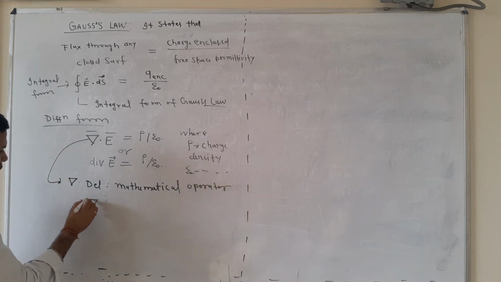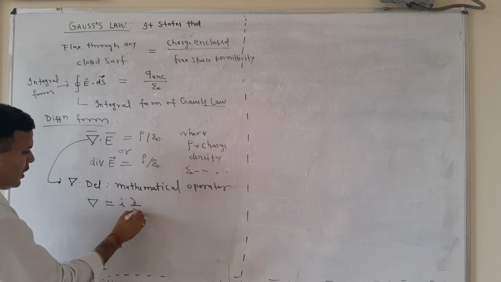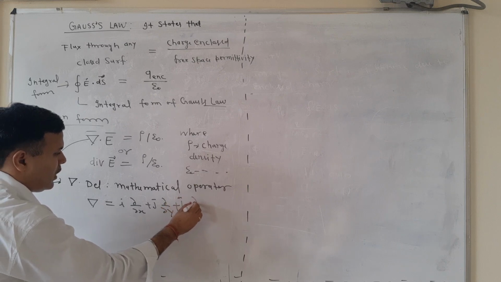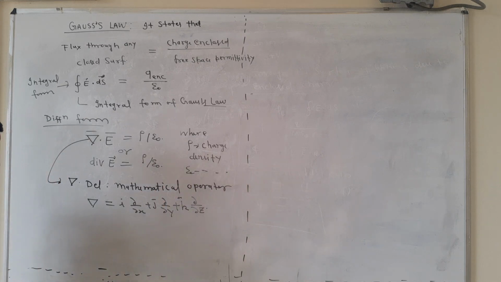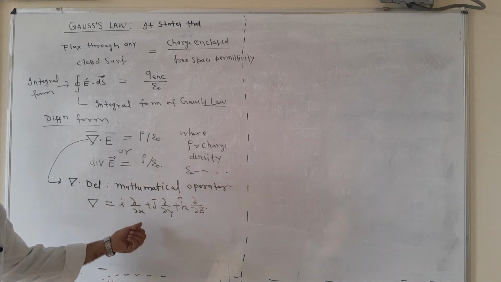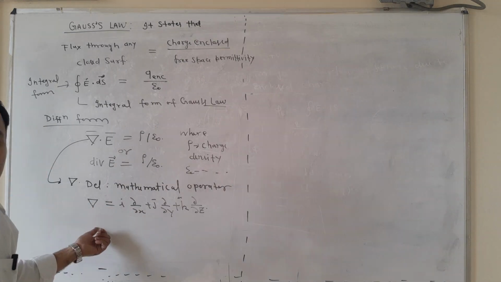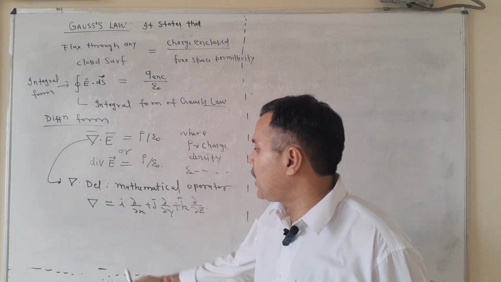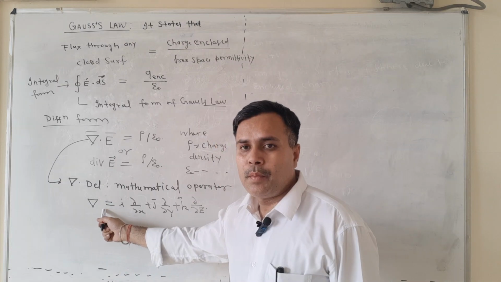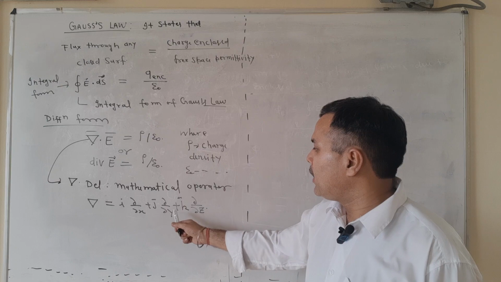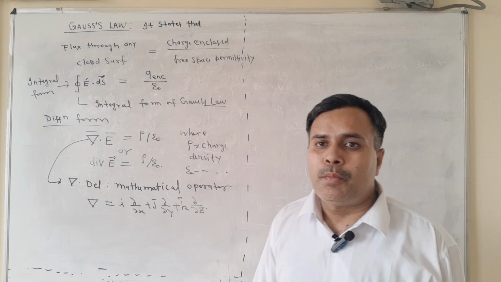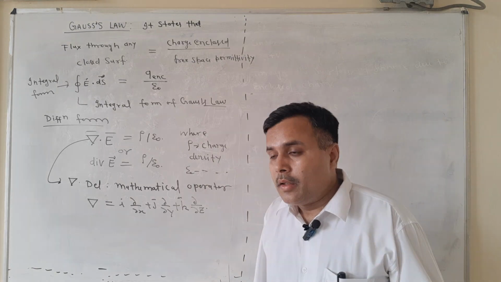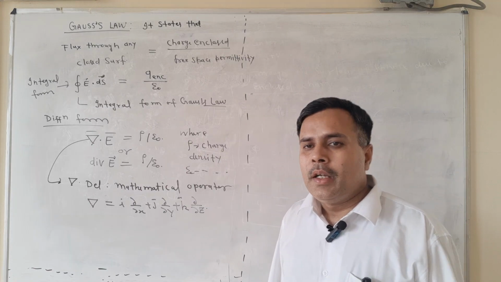This del is defined as i del by del x plus j del by del y plus k del by del z. This is in the Cartesian coordinate system. We have a different form of this depending upon the choice of coordinate system. If we are dealing with the Cartesian coordinate system, then del is simply i del by del x plus j del by del y plus k del by del z. If we have a spherical polar coordinate system, we have a different form of this del. If we are in the cylindrical coordinate system, then we have a different form of this del.